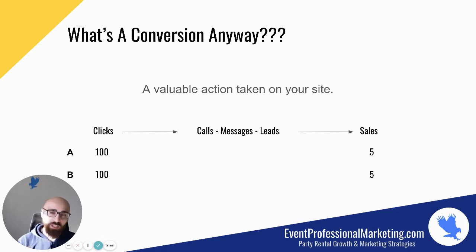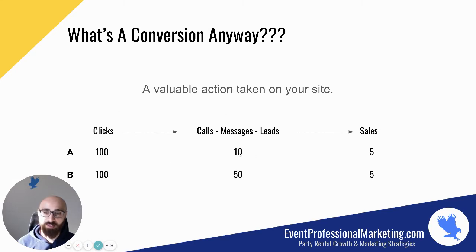If you only count sales and nothing else, you can only see that I got 100 clicks and 5 sales. I guess my conversion rate is 5%, and both these companies are the same. But they're not, right? Because we don't know how many calls this guy got or leads or emails to book these 5 sales, and that matters, right? So if we start counting other things as conversions within Google Ads, we can really get a better picture of what's going on and how we can fix it. So let's take a look.